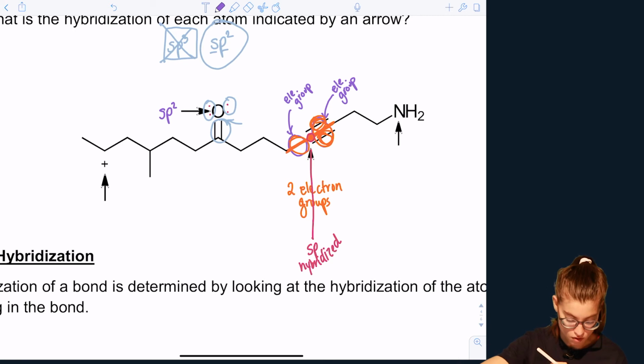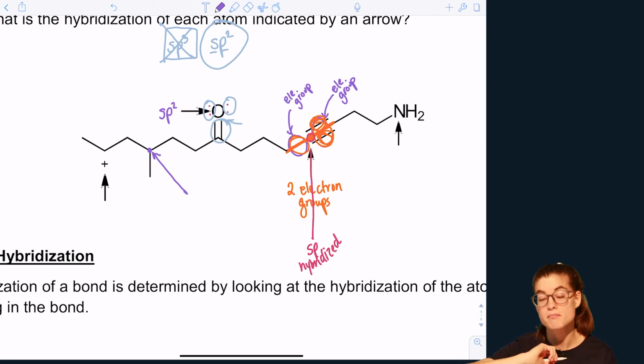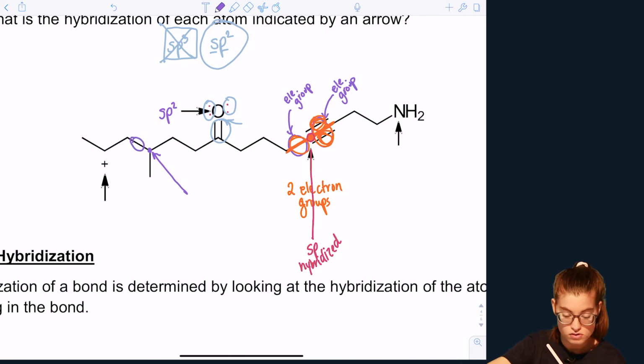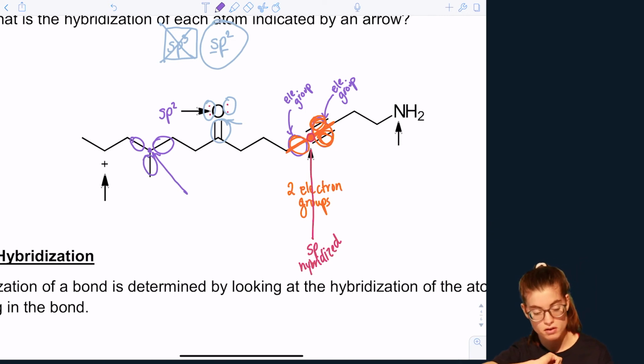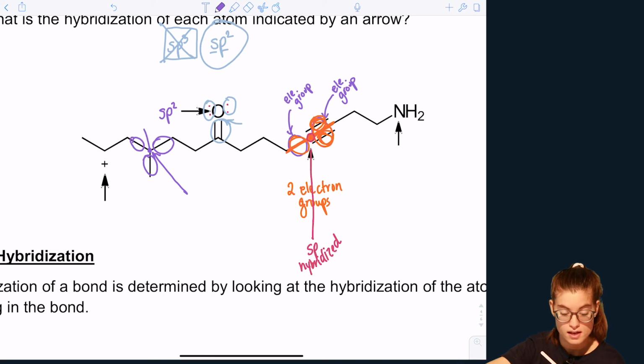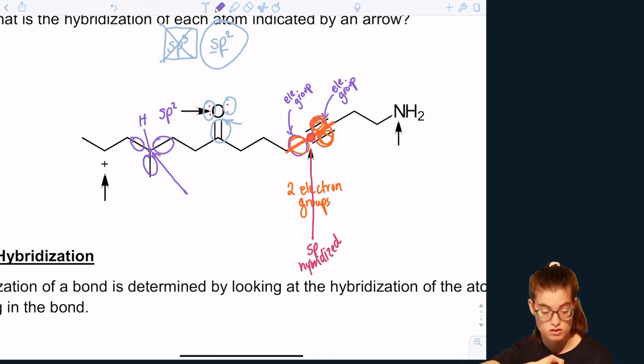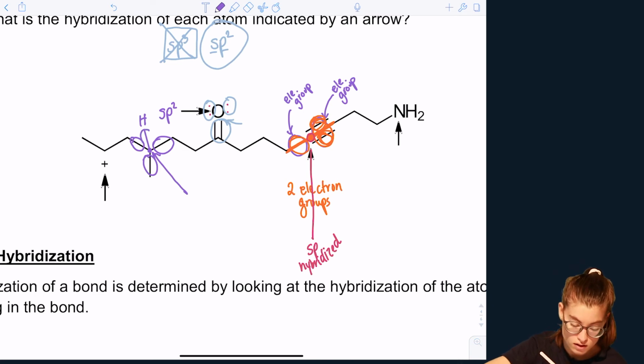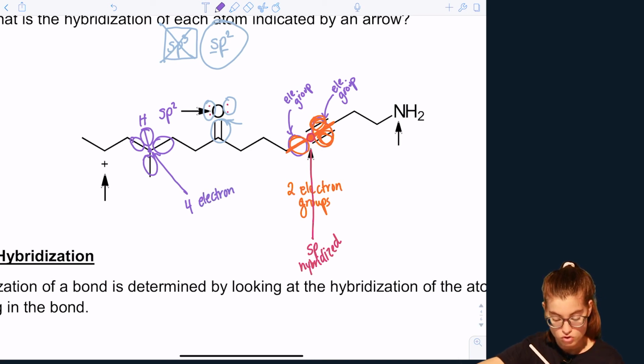Let's add another arrow right here for this carbon. Okay, so how many bonding groups does that carbon have? Well, it's got a single bond here, so that's a bonding group. Single bond here, so that's a bonding group. And a single bond here, so that's another bonding group. But what you need to remember is when you have an invisible hydrogen, or when you have multiple invisible hydrogens, in this case, we have one invisible hydrogen, so actually, there's the fourth bonding group. So there are four electron groups.